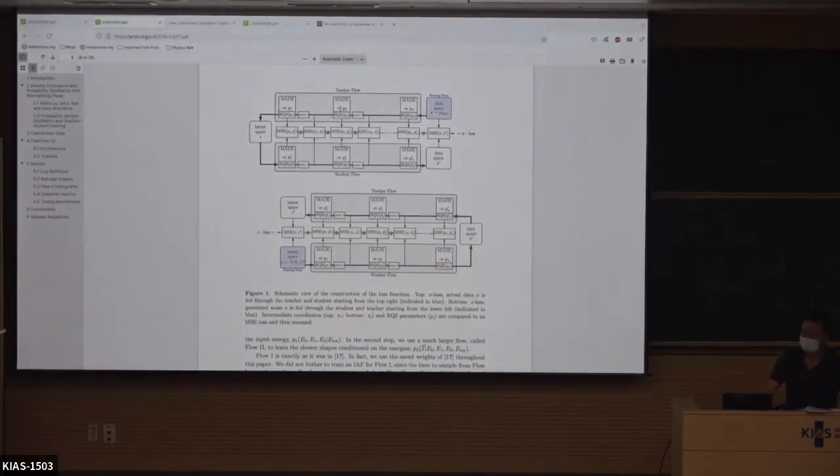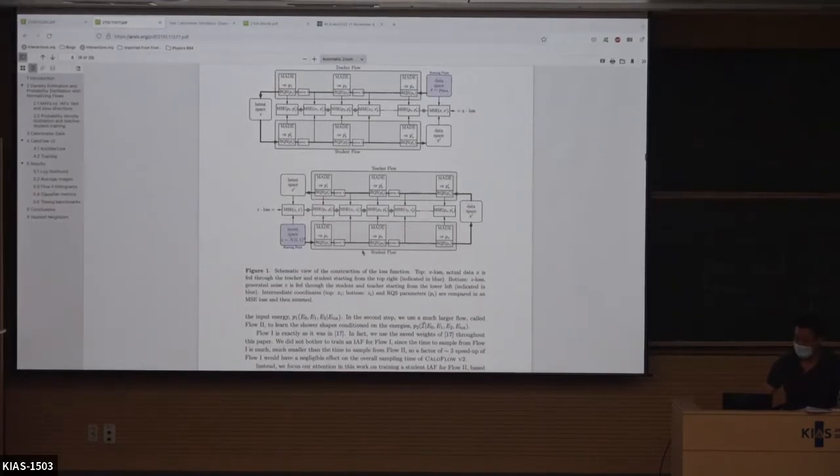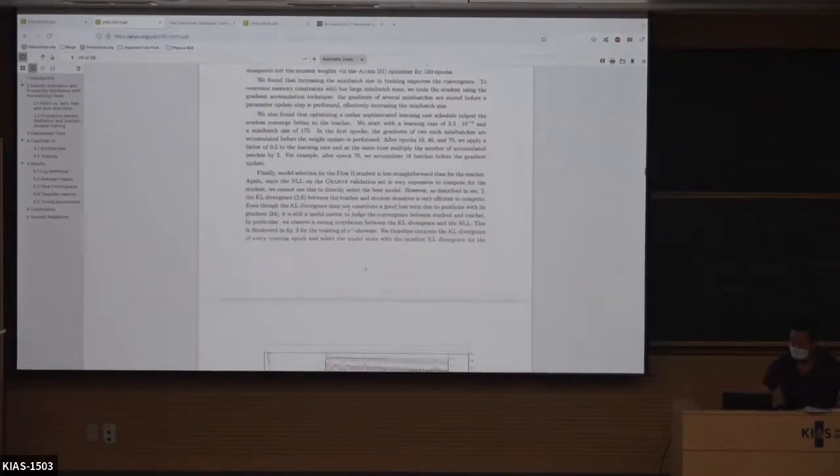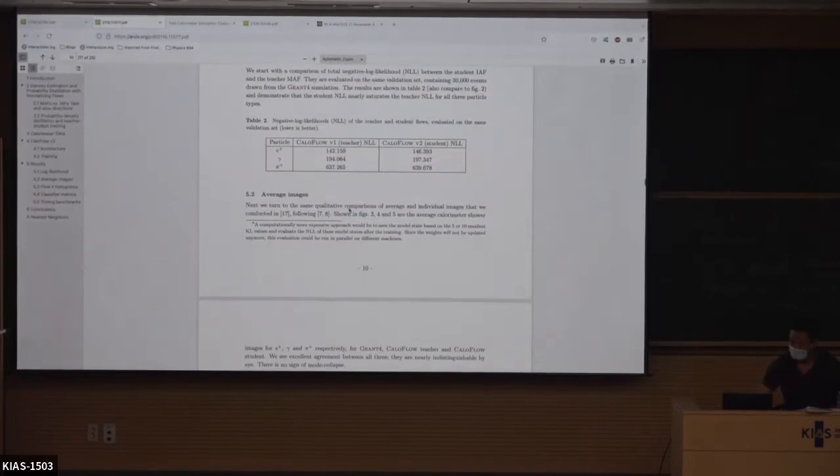So we actually got this to work pretty well by fitting the student IAF to the teacher MAF. And good.